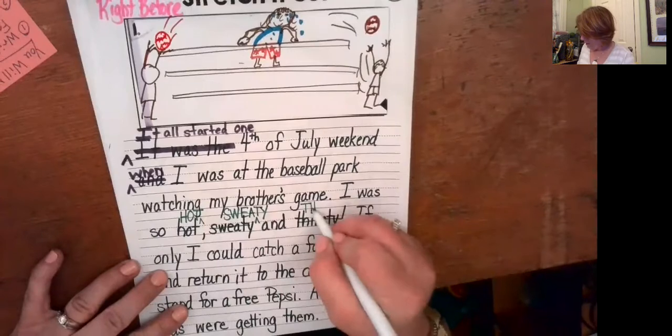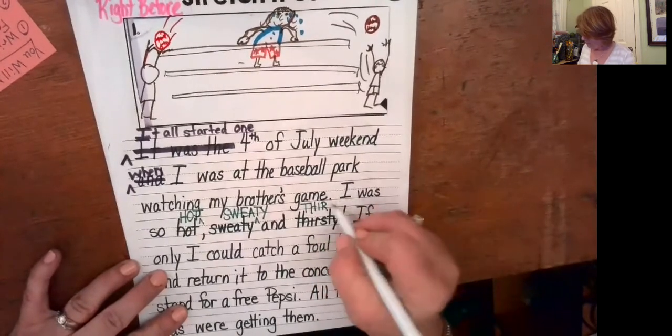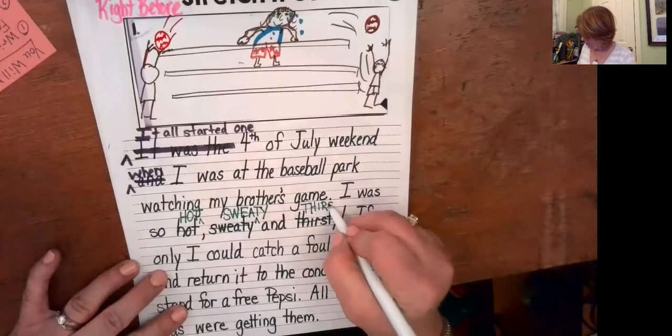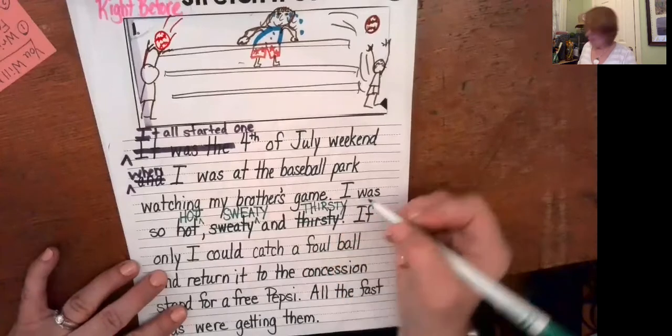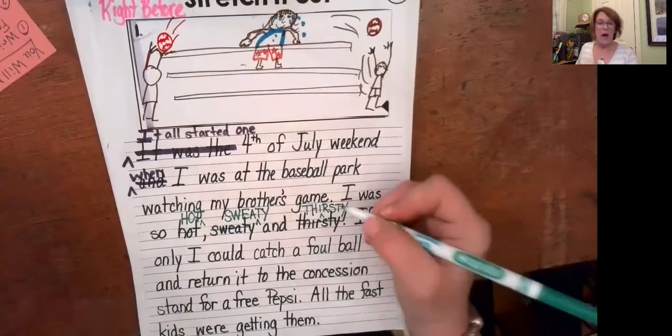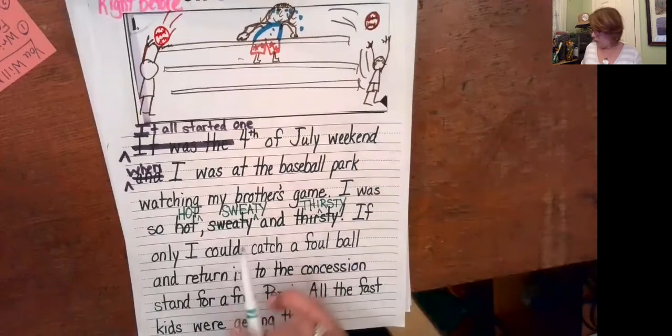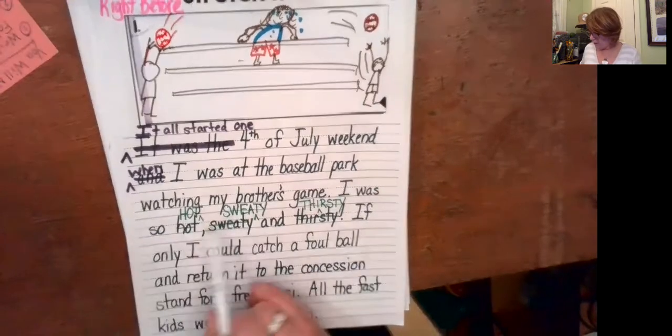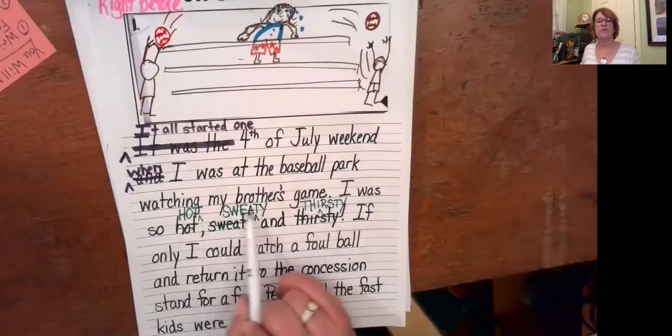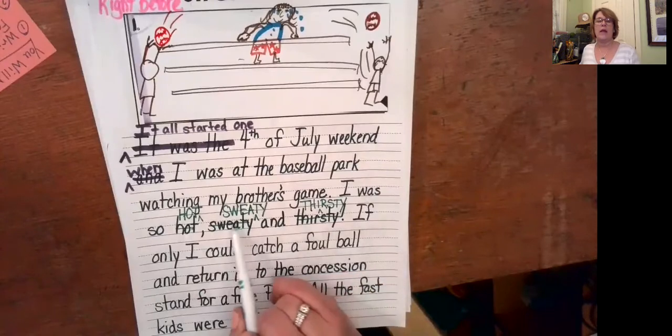So when I write my final copy of this paper, when I publish it, I will make sure that instead of writing in lowercase letters for those three, I will write it in capital letters.